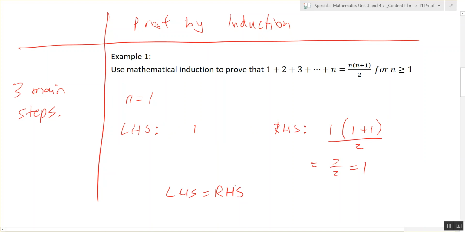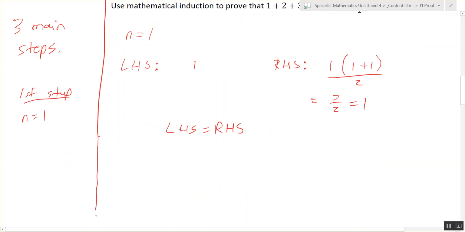No, we've only proved one case. Remember, we need to prove all the cases. So this is the first step, when n equals 1. You always start with n equals 1, because if it doesn't work, the proof is done. You proved it doesn't work.